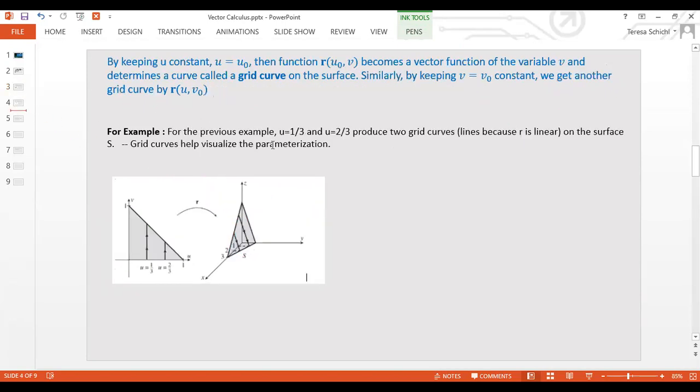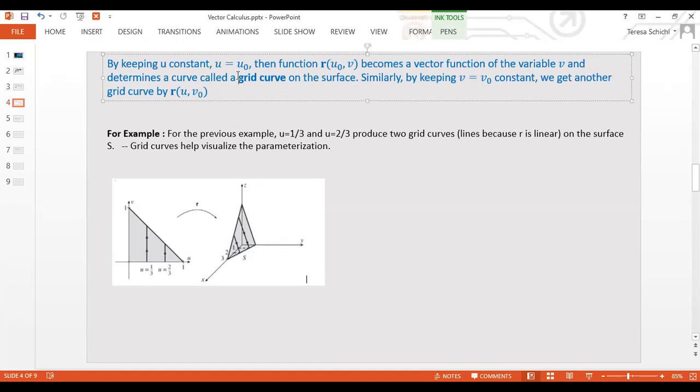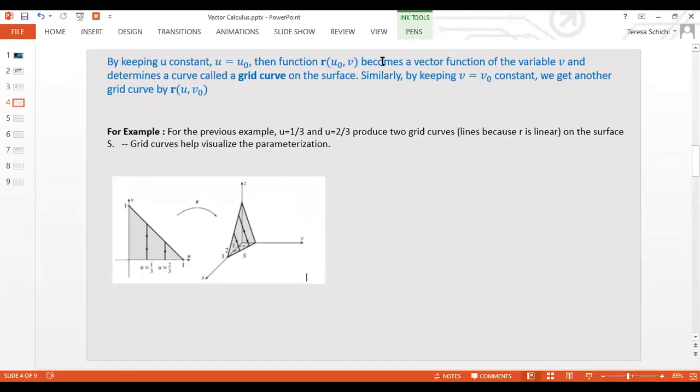The next thing is we introduce a new term, the grid curve. This grid curve is basically what you get if you fix one variable. Like here, if you fix u at u0, that means u is a constant. Then you parametrize like what we did for the line integral, so you are parametrizing lines. This line we call a grid curve. You can see here, when u is equal to 1/3, you parametrize this line. That's how we parametrize the surfaces, because we need this later to take the surface integration.